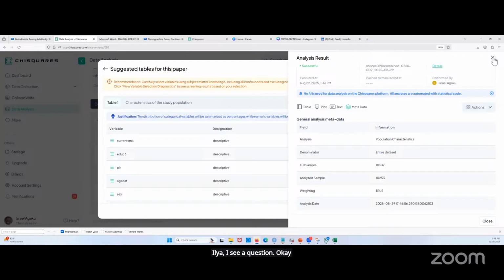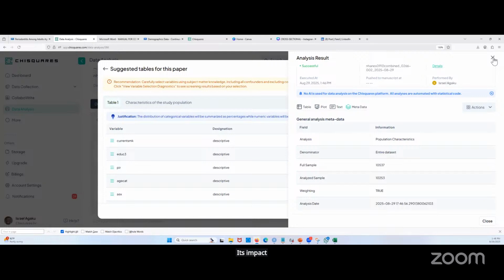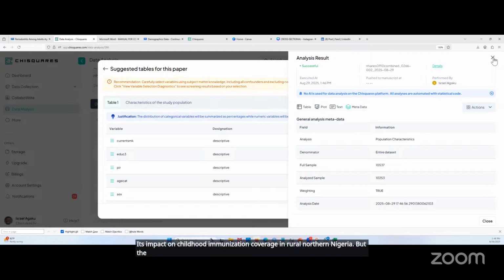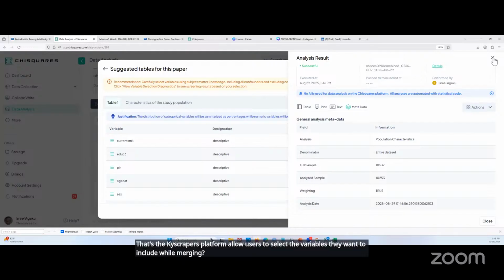Okay. We're using the Multiple Indicator Cluster Survey 2021 from UNICEF to assess vaccine hesitancy and its impact on childhood immunization coverage in rural northern Nigeria. But the dataset covers all the states in Nigeria. To accurately address this topic, we will need to merge 3 datasets. However, we only want to include a few variables from 2 of the datasets. Does the Chi-Square's platform allow users to select the variables they want to include while merging datasets?